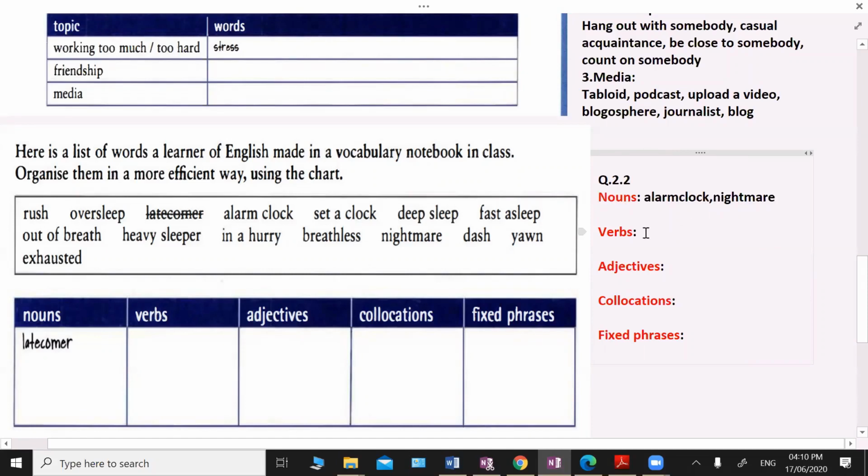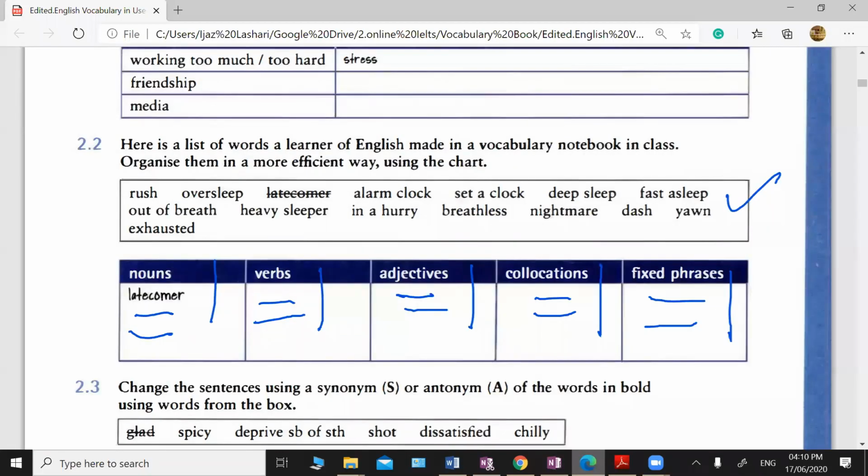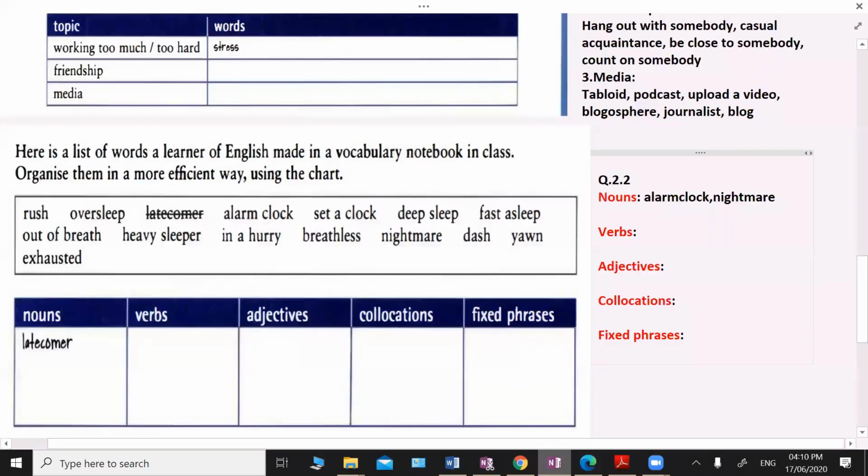Now the other thing is, when you are done with these words, cross them on your book, or if you are writing on a computer. For example, I'm done with nightmare, I will cross it. And I'm done with latecomer, I will cross it. And alarm clock, I will cross it. So now I know what the remaining words are. Okay. So now we'll look at the verbs.